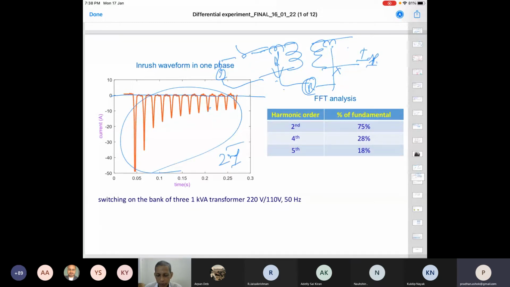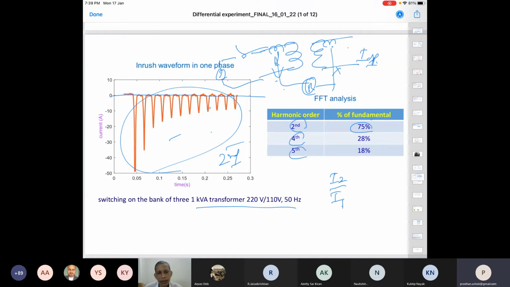If you go for the FFT analysis, this is of the same transformer energization in the lab. These are collected in the lab with the oscilloscope, during certain instances of switching on the same 1 kVA transformer, and it goes to 75 fundamental. How do you go to FFT analysis? I2 by the fundamental I1, second harmonic versus the fundamental, this goes to 75%, a high content of second harmonic component, fourth harmonic, fifth harmonic, and so on.